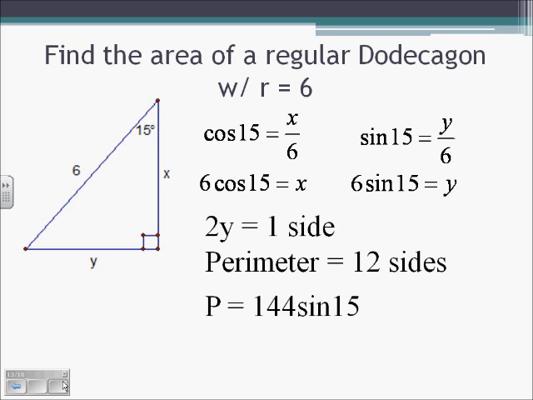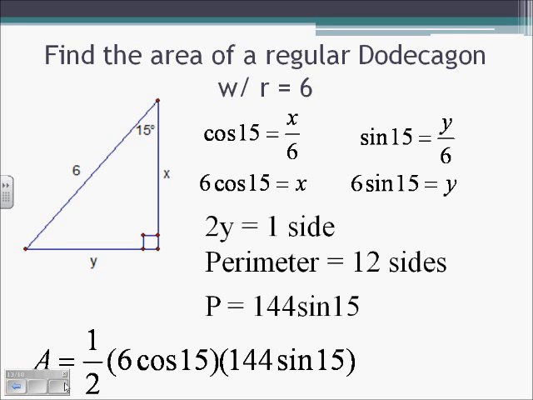So then we just plug that into our area of polygons formula. We know the area is going to equal 1/2 of the apothem times the perimeter. So we're going to have 1/2 of 6 cosine of 15 times 144 sine of 15, which is going to be approximately 108.